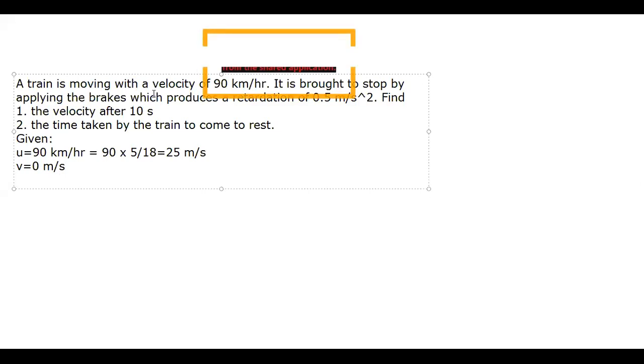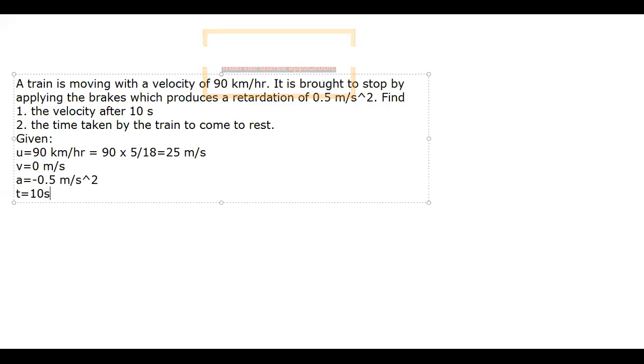It's brought to stop by applying the brakes, which produces a retardation. So my a is minus how much? Minus 0.5 meter per second square. Okay. And find the velocity after 10 seconds. So t is given as 10 seconds. This t is for the first one, not for the second, because in the second we have to find out the time. Here we are supposed to find out the final velocity after 10 seconds.